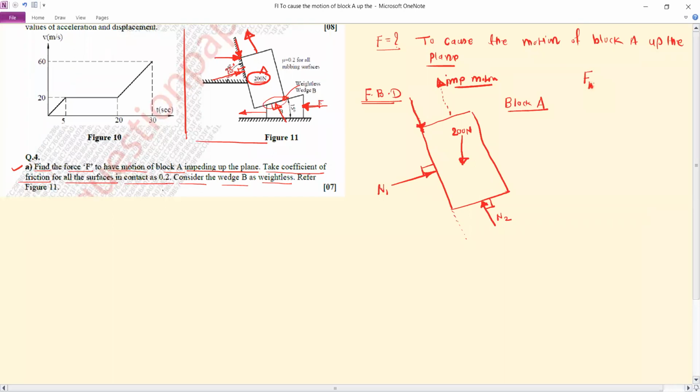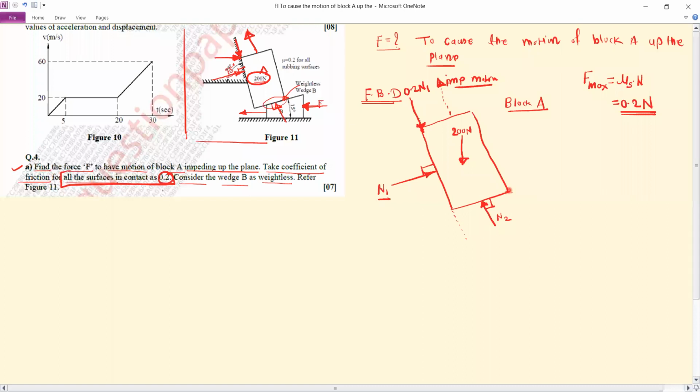This is the friction force, and its value will be given by the general formula for the limiting friction: F max is equal to mu s into normal reaction. Mu s is given as 0.2 for all the contact surfaces. So this is equal to 0.2 into normal reaction N. So this friction force is 0.2 into N1, because this is the normal reaction.